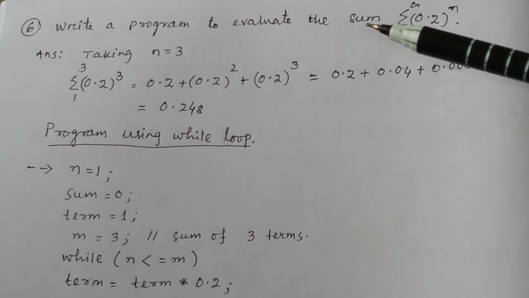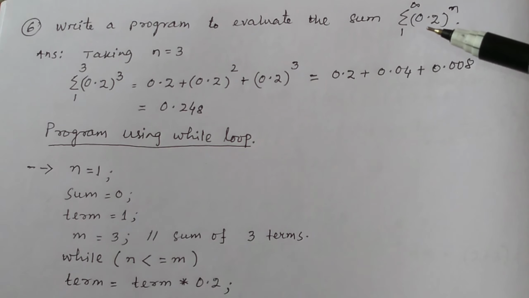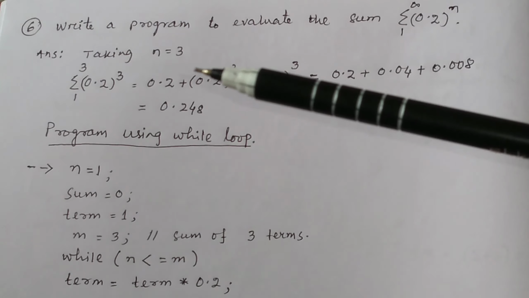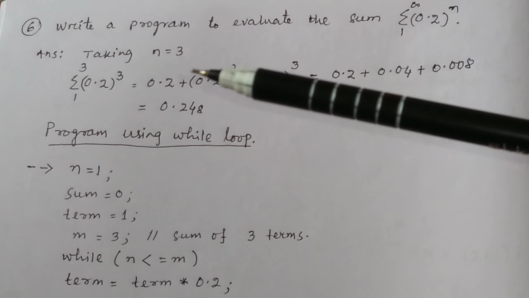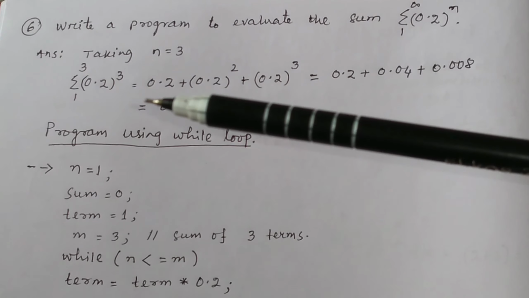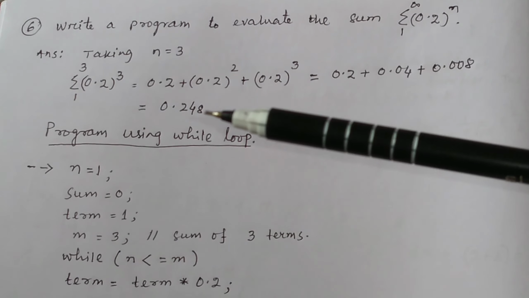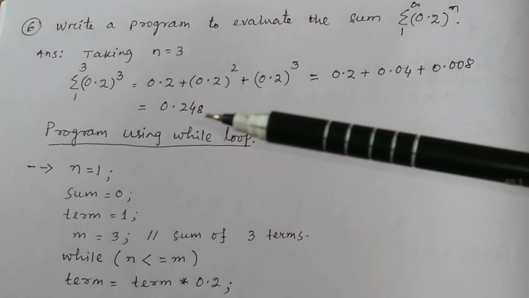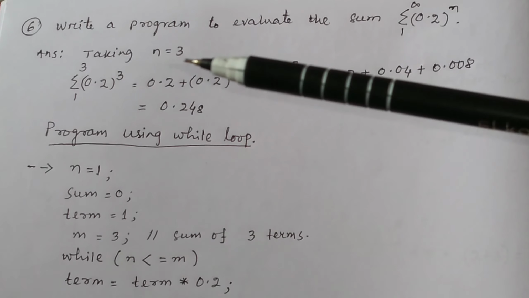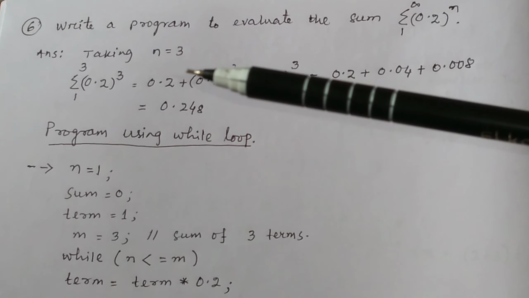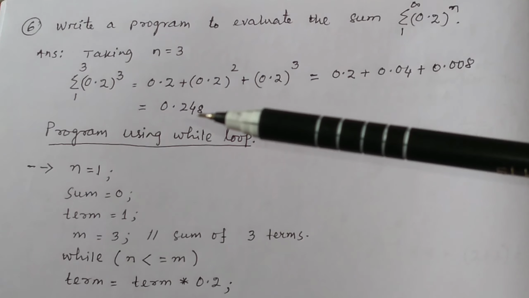Write a program to evaluate the sum of 0.2 to the power n, summed from 1 to infinity. If you take the value of n equal to 3 and calculate the sum, it will be equal to 0.248. And if you take n equal to 10, then it will be equal to 0.25.